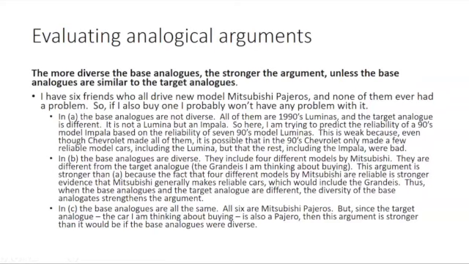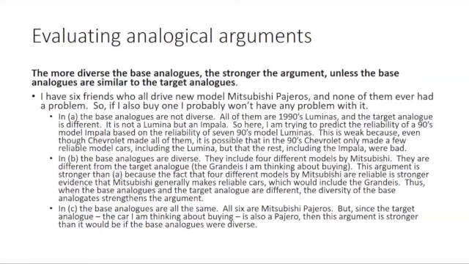So in B, the base analogs are diverse because they include 4 different models of Mitsubishi. They are different from the target analog, the Grande I am thinking about buying. And this argument is stronger than A because the fact that 4 different models by Mitsubishi are reliable is stronger evidence that Mitsubishi generally makes reliable cars, which would include the Grande. Thus, when the base analogs and the target analog are different, the diversity of the base analogs strengthens the argument.